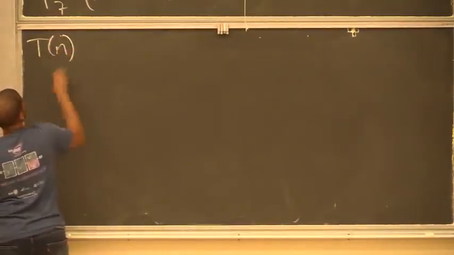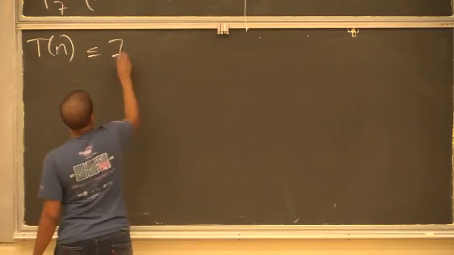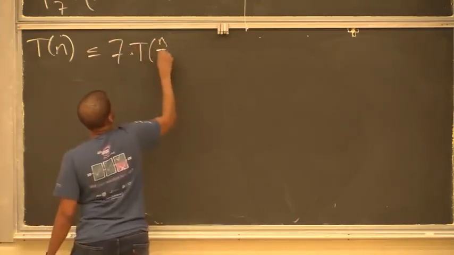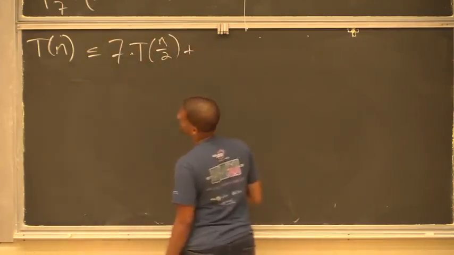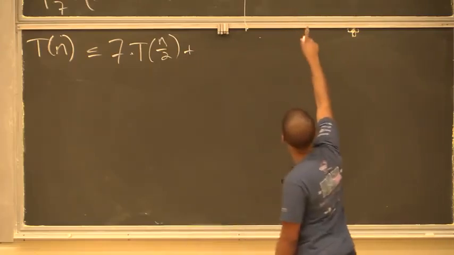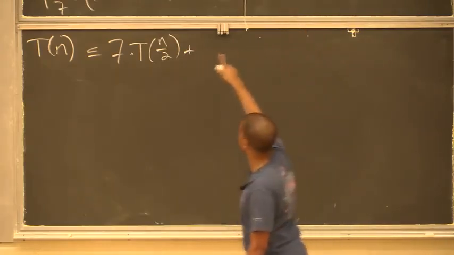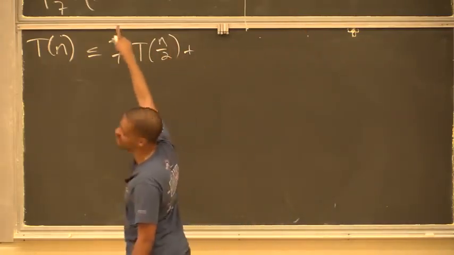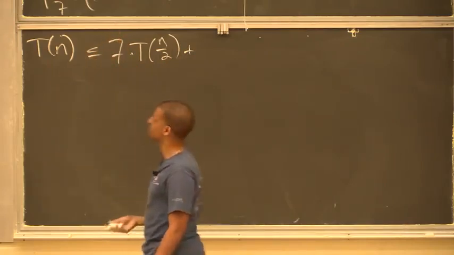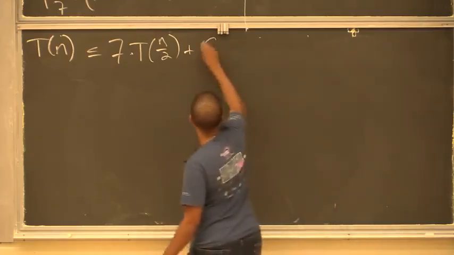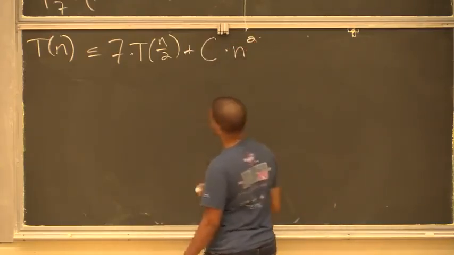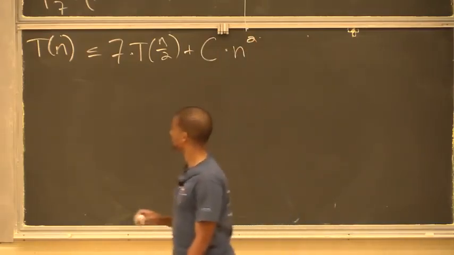T of n is at most 7 times T of n over 2 plus O of n squared, right? Because again, you're doing these additions and subtractions of matrices. You're also doing a few more additions and subtractions here. But in total, you're only doing a constant number of them, right? So plus some constant times n squared, we can plug that into the master theorem.